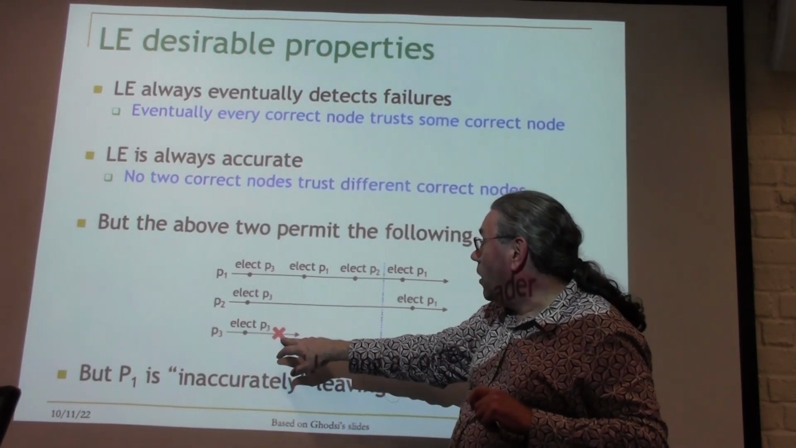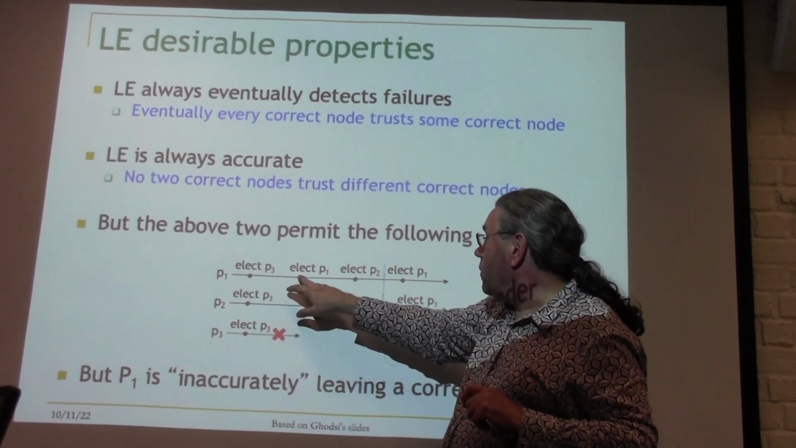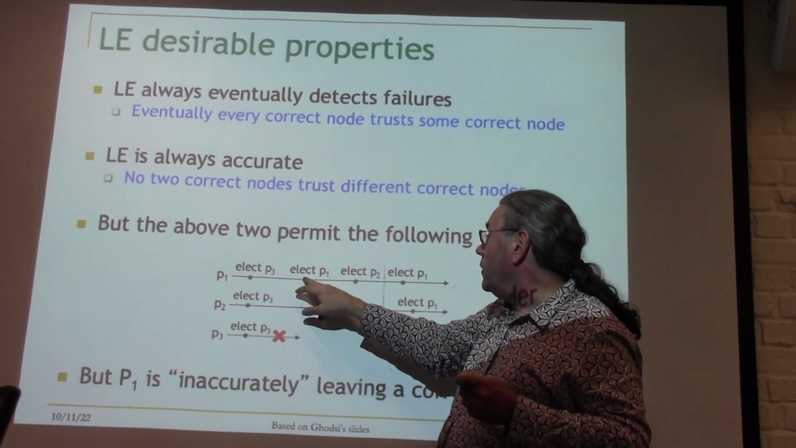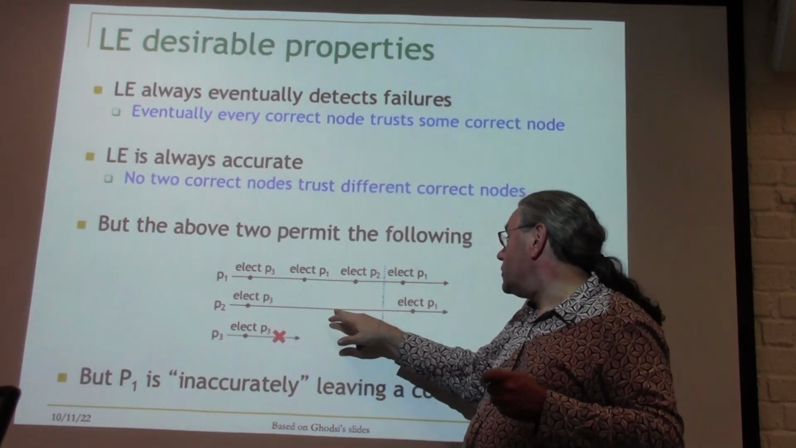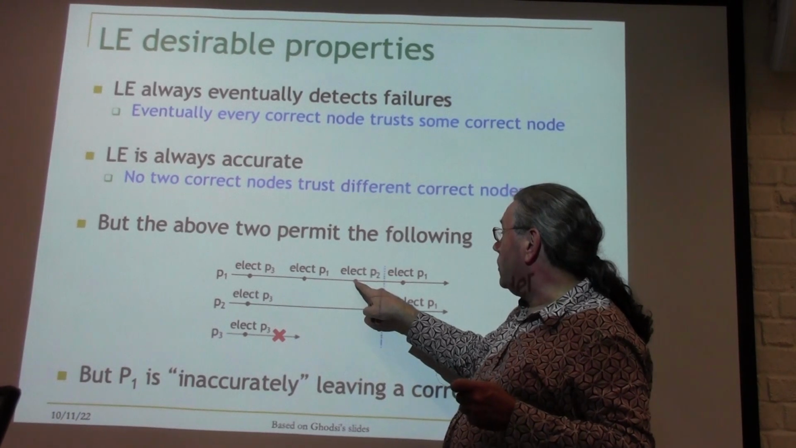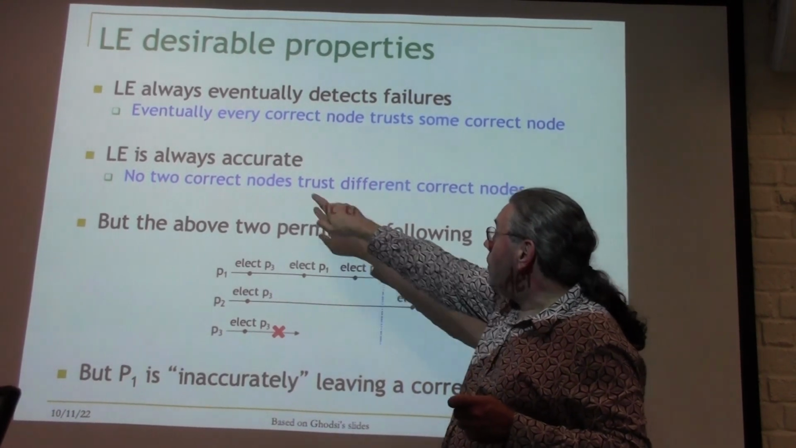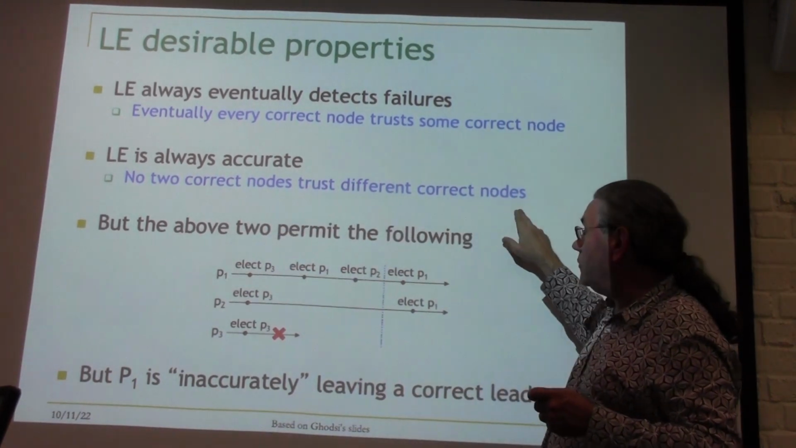Since we have perfection, they're both going to know that. So P1 will elect P1. Okay, fine. But P2 is very slow here, very slow. It's not doing anything here. So P1 can change and elect P2. See, that's okay, because here we have two correct nodes trusting different correct nodes.